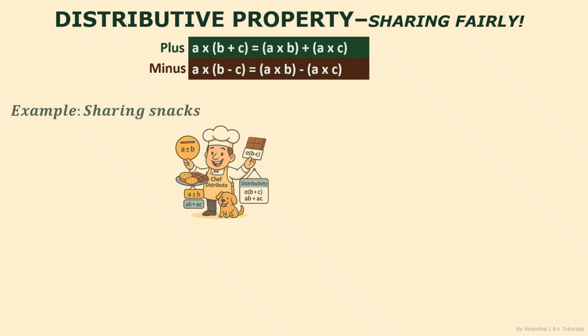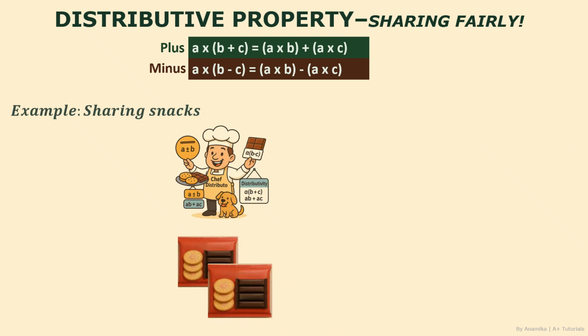Let's say you are at a party and you grab 2 snack boxes. Each box has 3 biscuit packs and 4 chocolate bars. Now the big question is, how many total snacks do you have? Let's solve it in 2 ways.